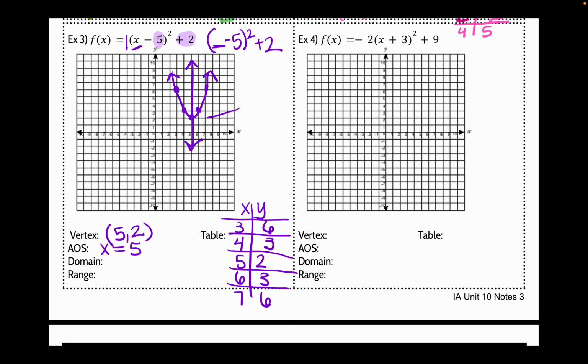Now, this point right here, that's all the way at the bottom, remember that is called your minimum. That is the lowest point of your graph. So your range, negative infinity to infinity for domain, and then your range is starting at 2, going to infinity. So make sure you have that bracket since 2 is on your graph. So 2 is on your graph, so you need a bracket.